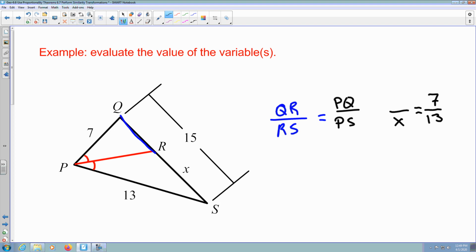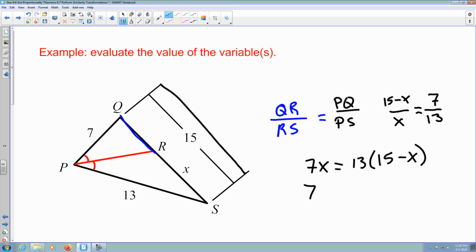The one thing that's a little bit different is we need to find a value for QR. Well, there's nothing there, but what they tell us is QS is 15 right here. So in order to figure out what QR is, QR is 15 minus X. When I do the cross products here, I get 7 times X, which is 7X, but here you're going to be 13 times the quantity of 15 minus X. So 7X is left as is. 13 times 15 is 195 minus 13X, so you got to distribute.